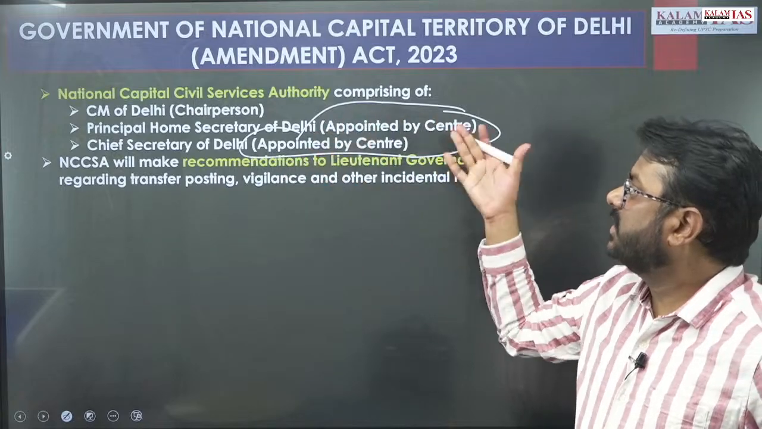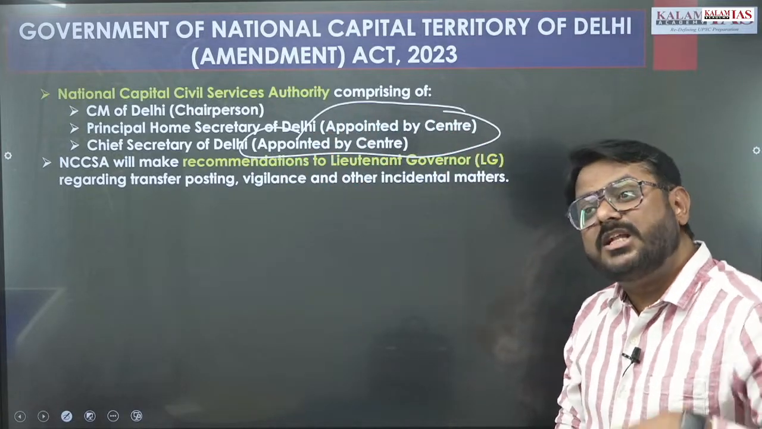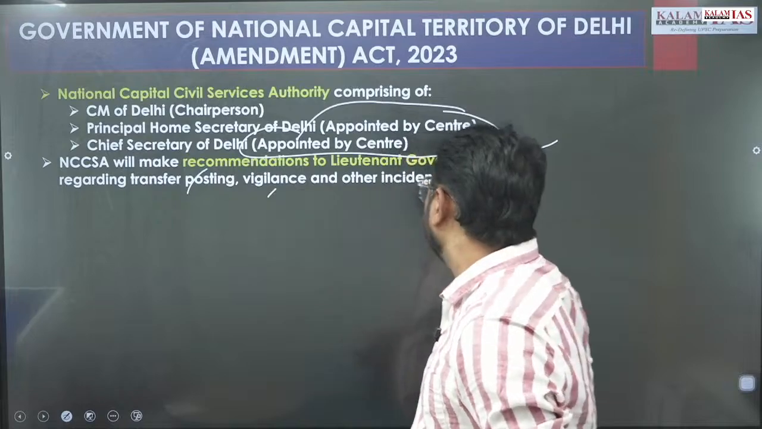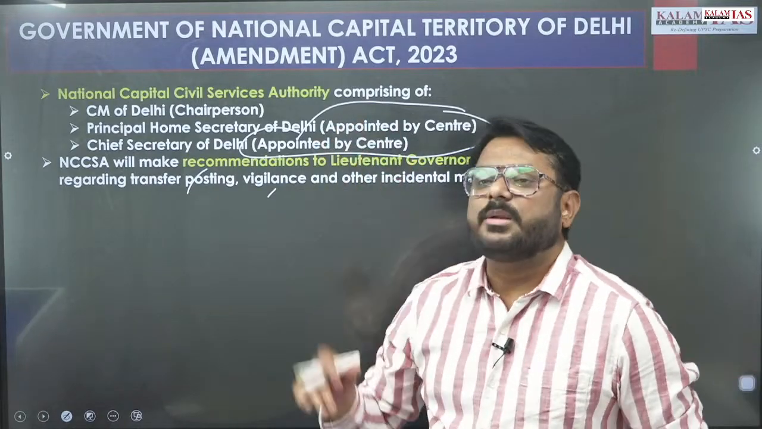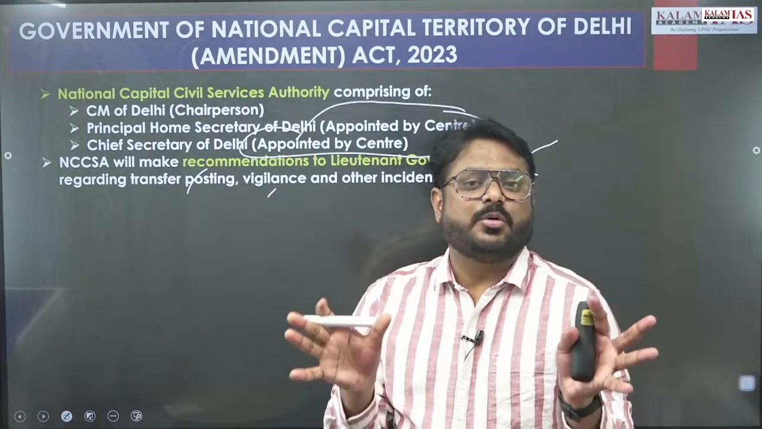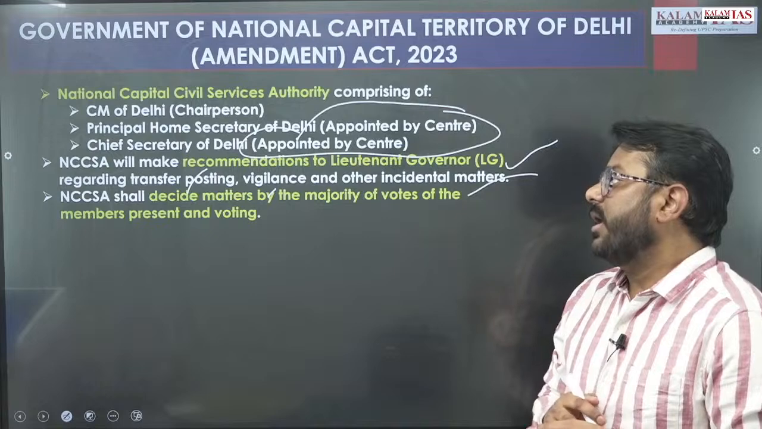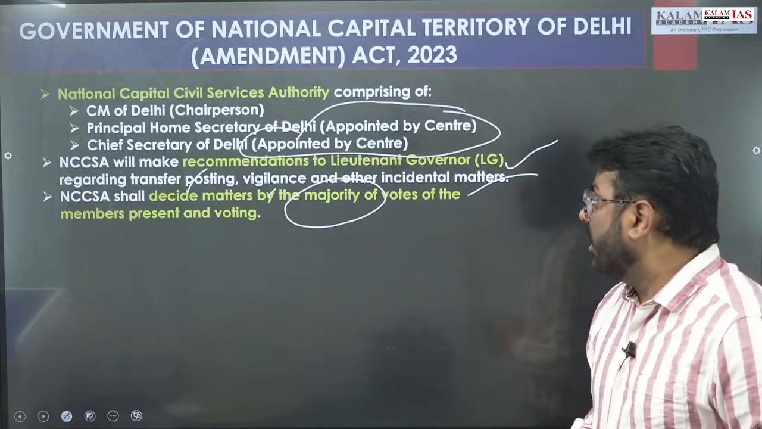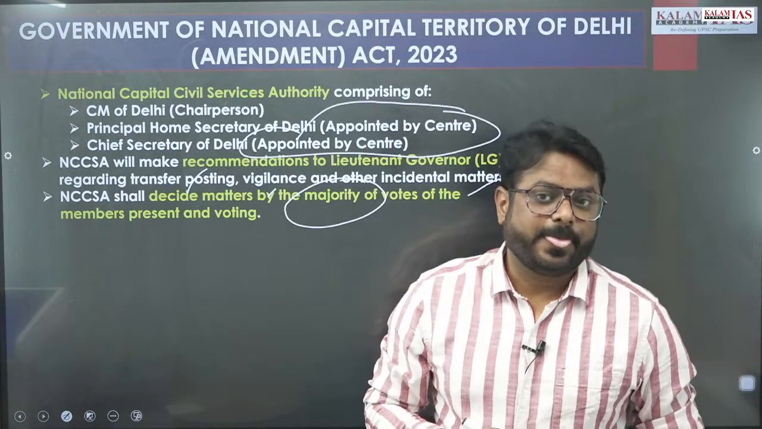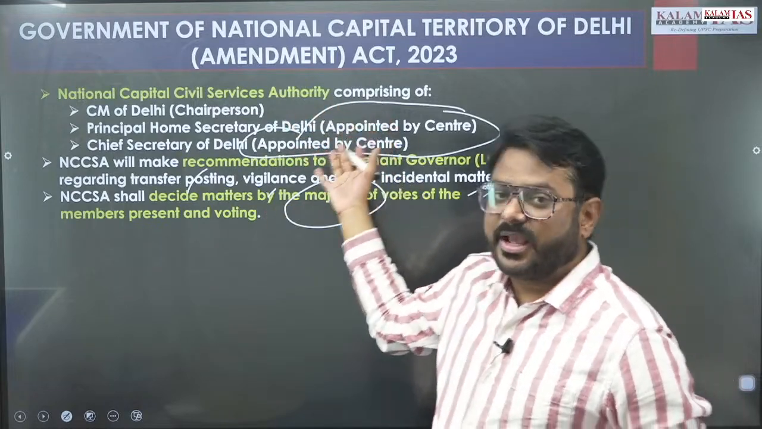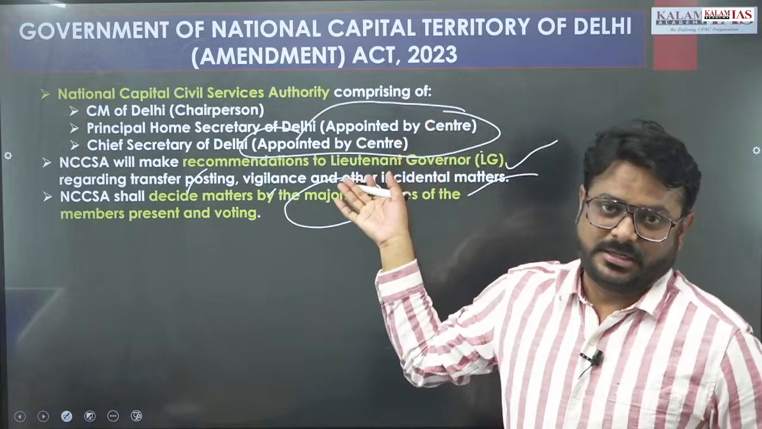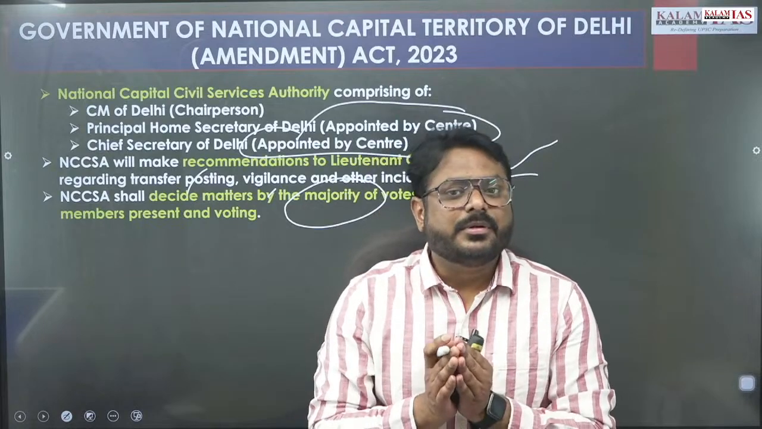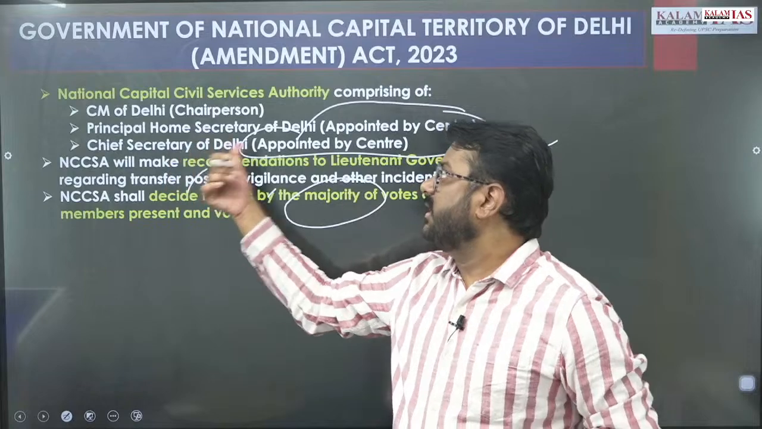Whatever recommendation this NCCSA makes will go to the Lieutenant Governor, and this recommendation will be regarding the transfer, posting, vigilance and other incidental matters regarding the civil servants working inside Delhi. So the NCCSA will decide matters by majority, right. That will be decided by the majority of votes of the members present and voting, right. And as you can see, only 3 persons are there, out of which 2 are appointed by the Centre. So there are high chances that whatever the Centre is willing to have will be implemented through the NCCSA.